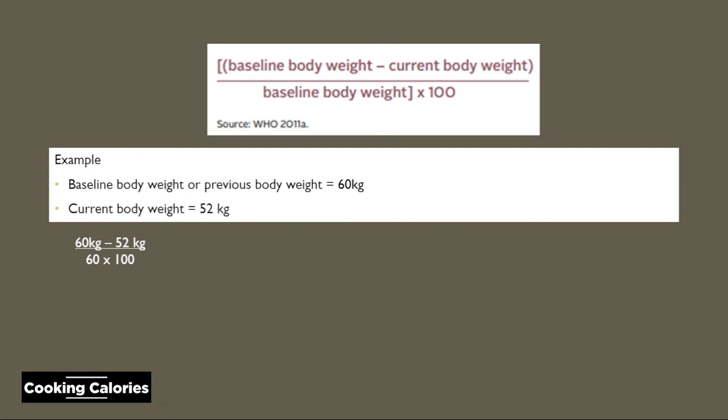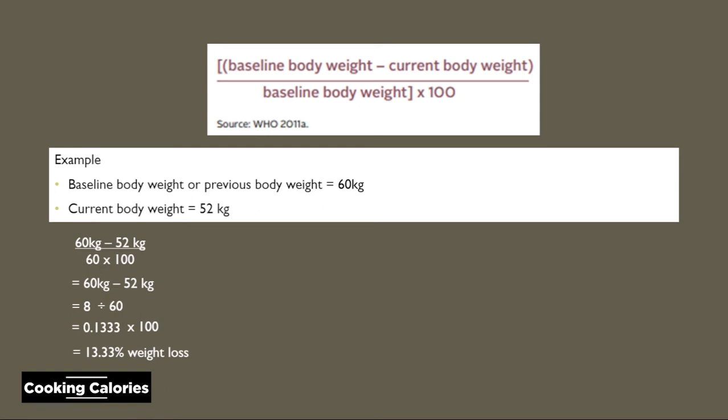So we will start first with 60 minus 52. So 60 minus 52 equals 8 kilograms. Now 8 kilograms, we will divide that by 60. So 8 divided by 60 equals 0.1333, and we will multiply that by 100. Now 0.1333 times 100 equals 13.33% weight loss.